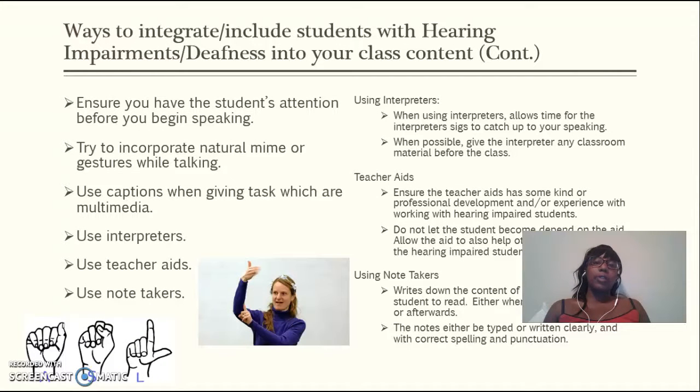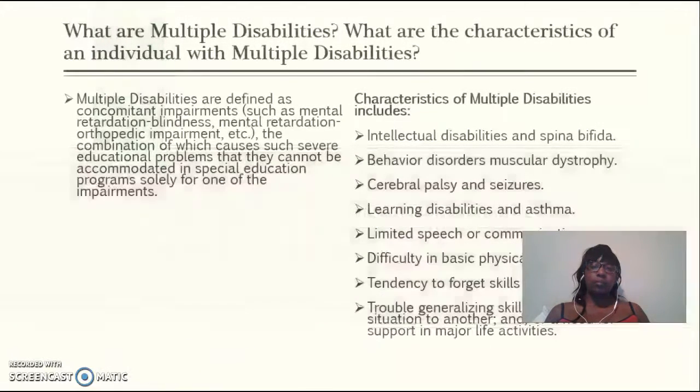So ways we can integrate this in the classroom. So we can use interpreters. You want to allow the interpreters time to make sure that they can sign as you talk. And then you want to see if you can possibly give them the lesson plan before class. Teacher aides, you can use note takers. All of those things are going to help us during the classroom with students with hearing impairments or deafness.